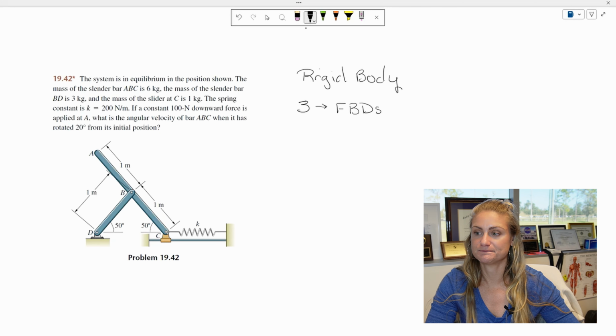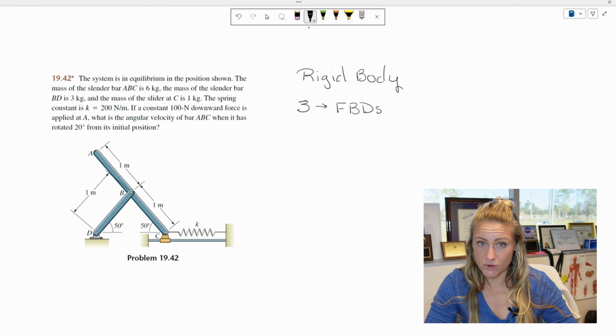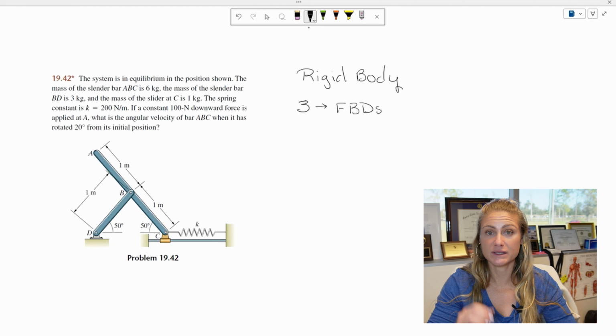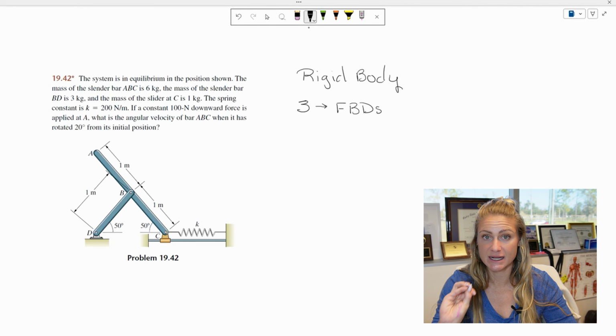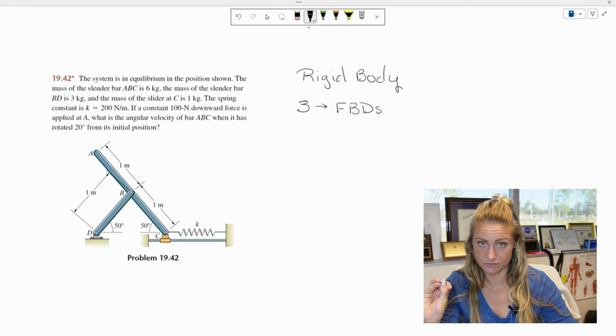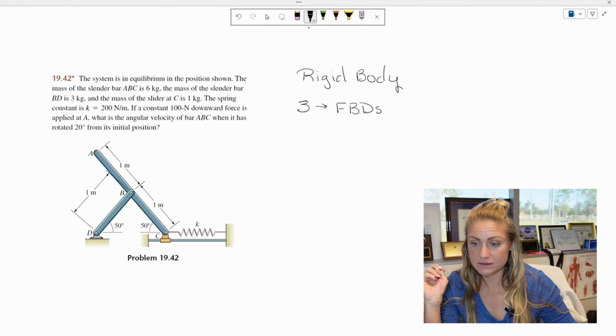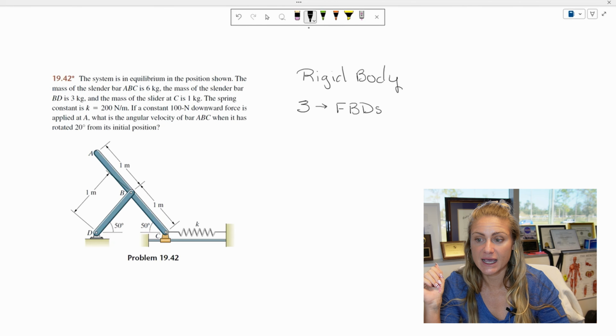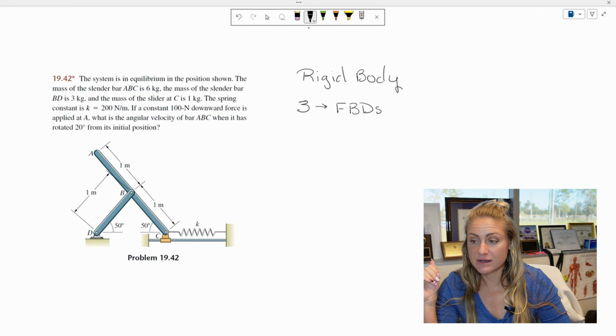Also, next question, are there forces involved? So are we living in kinematics or in kinetics? There are forces involved in this one. We clearly have a spring present, we have some weight going on, and we have a constant 100 Newton downward force. So there's definitely forces, so we definitely have some kinetics. To solve problems that involve kinetics, we need to use equations of motion.